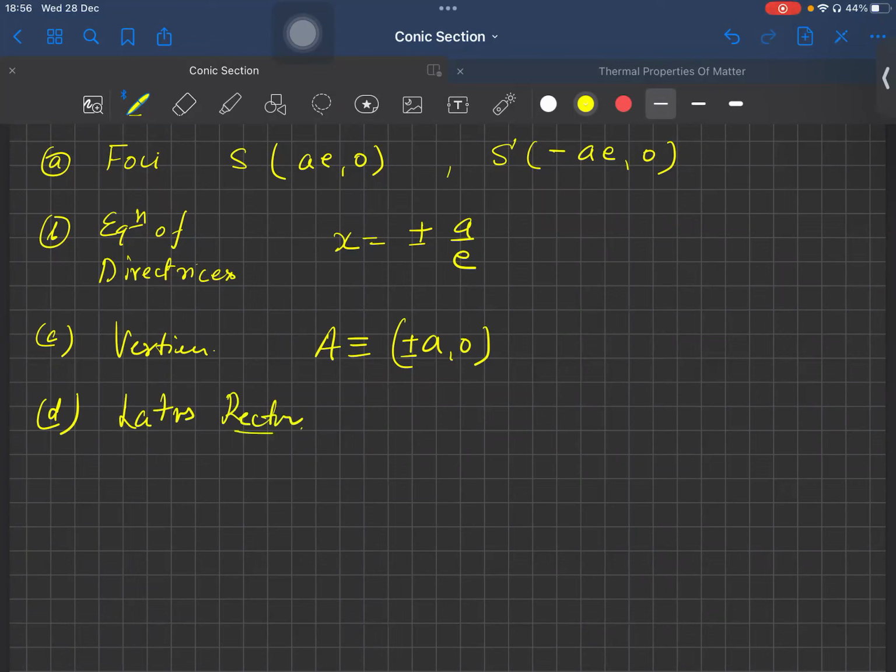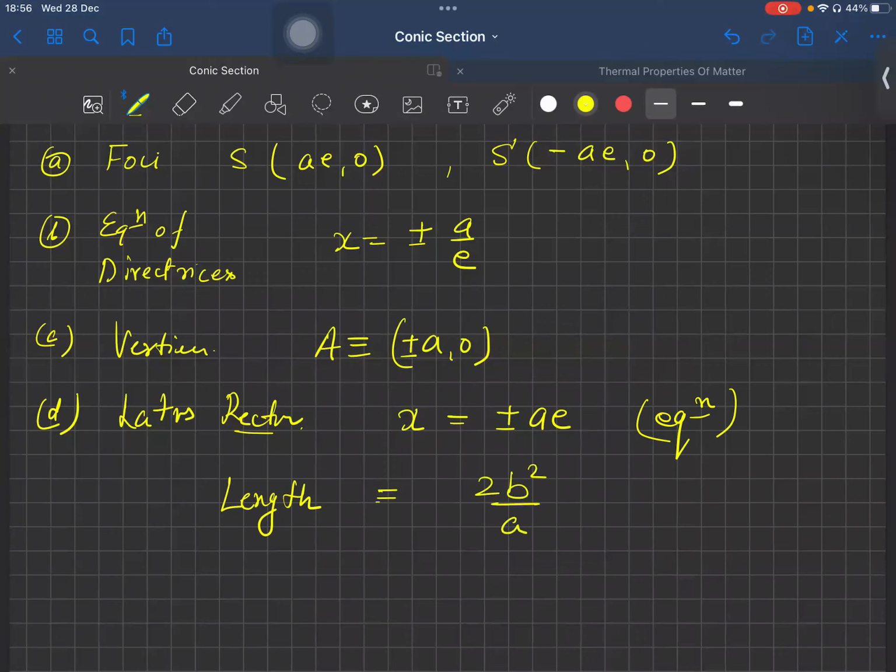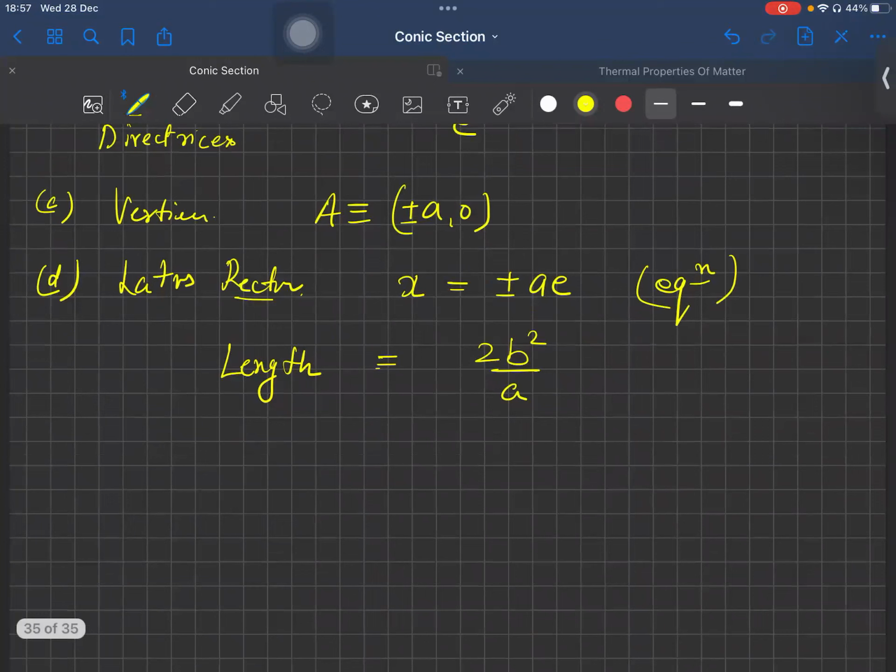Okay. So the equation of latus rectum is x equal to plus or minus AE. Two latus rectum we have. So this is the equation. Length of latus rectum is equal to 2b squared upon a. All right. Now the ends of latus rectum we have already written. How to calculate them, we will see.